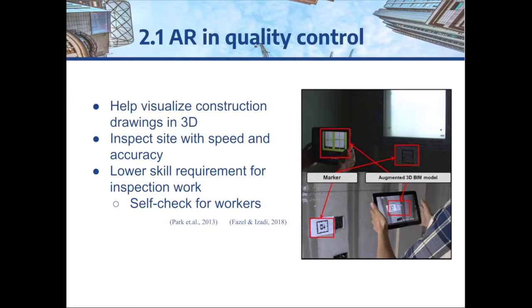Moreover, such a system can help lower the skill level required for the building inspection process, making it possible for the construction workers to self-check their work using the AR applications instead of waiting for the site inspectors to point it out for them. This can greatly reduce the possibility of major defects and hence reduce the chances of rework. In short, augmented reality's capability in visualization demonstrates great potential in revolutionizing the quality control process in the construction industry.